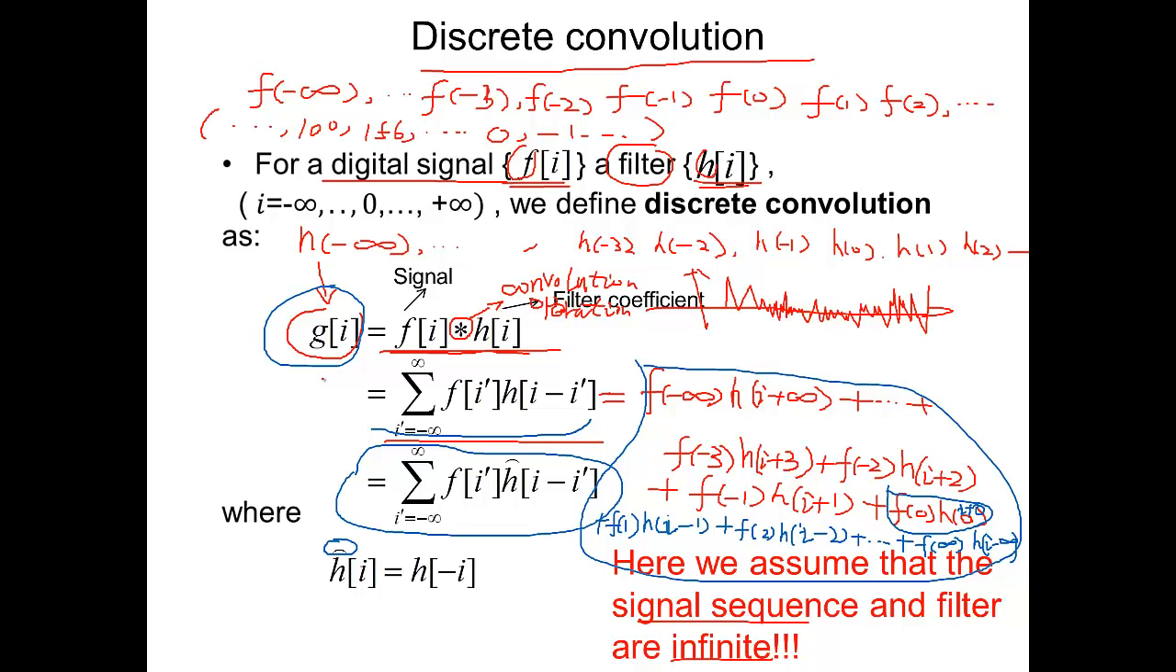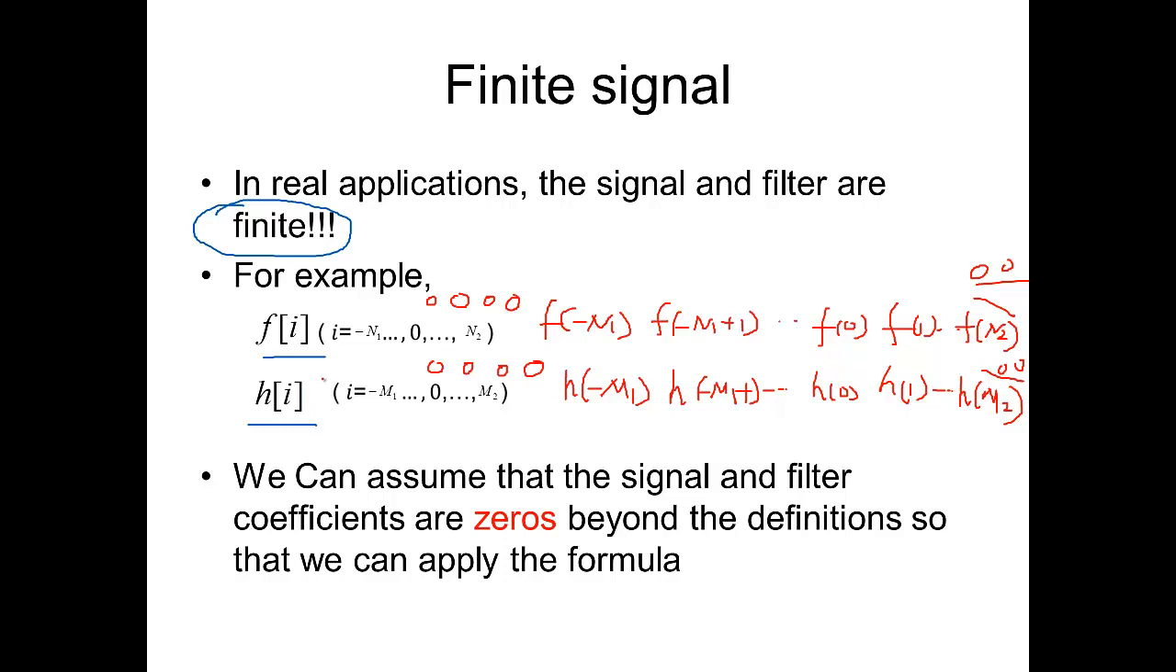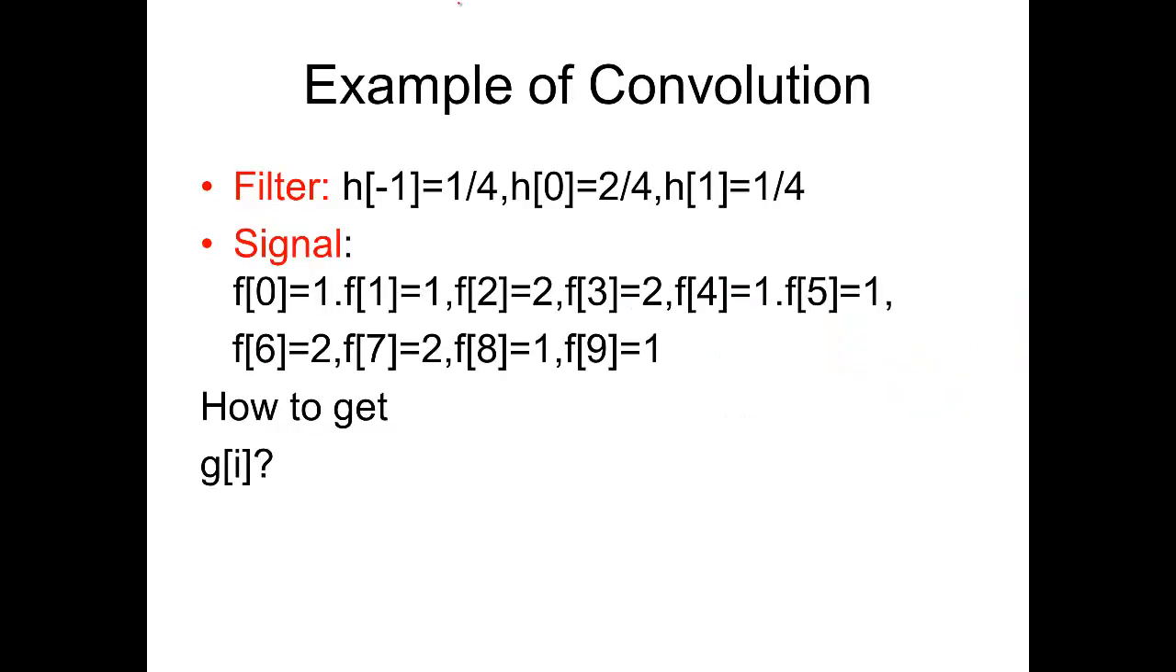How to do that? I will show some examples. The first example is a filter where h negative 1 equals 1/4, h0 equals 2/4, h1 equals 1/4. For h2 and h3, we just assume they are 0, so we don't need to think about them. Before negative 1, it is also 0.